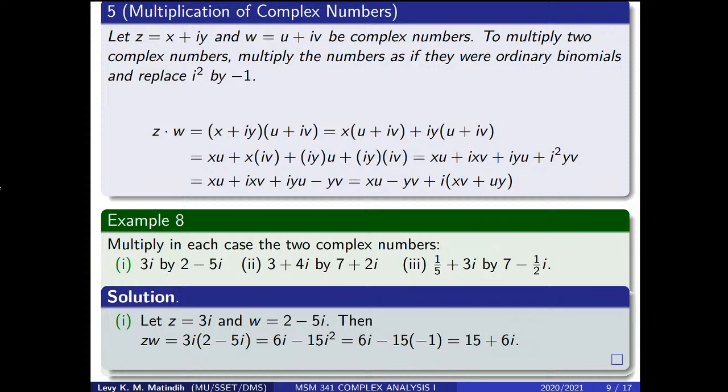So 3i times 2, we are going to get 6i. Then 3i times negative 5i, we are going to get negative 15i squared. Now, i squared is equal to -1. So this is the same as 6i minus 15 times -1, which will give us 6i plus 15. So writing it in standard form, we are going to have 15 plus 6i. Then you are done with the multiplication of these two numbers.